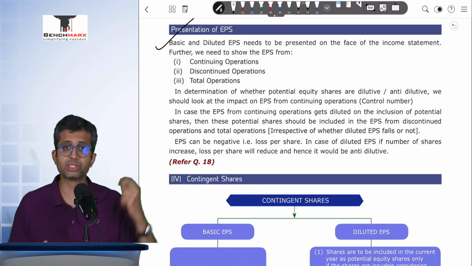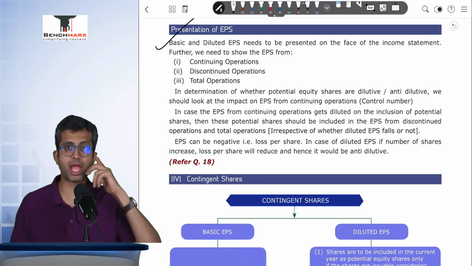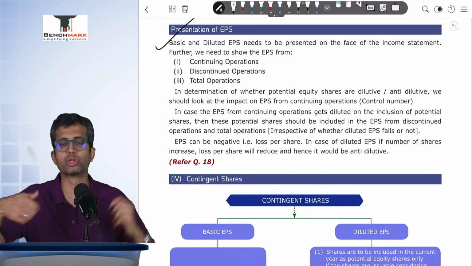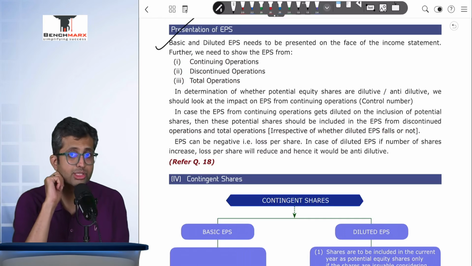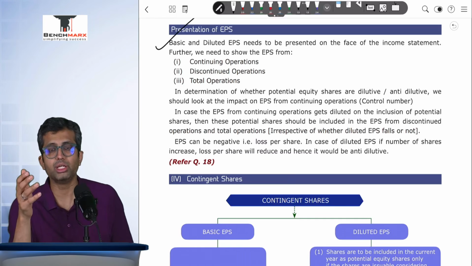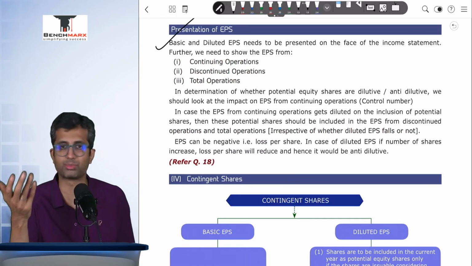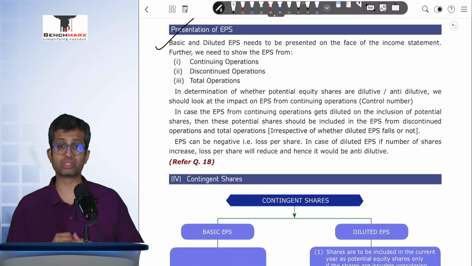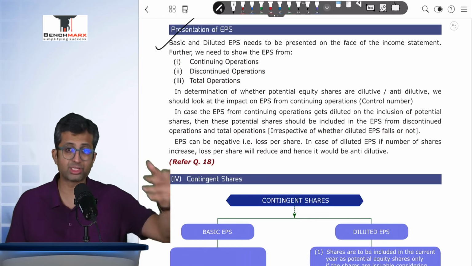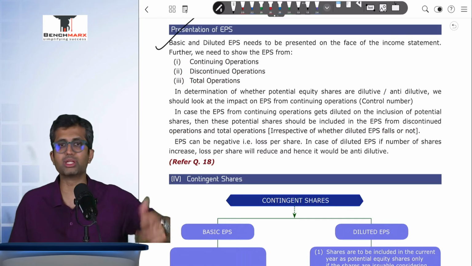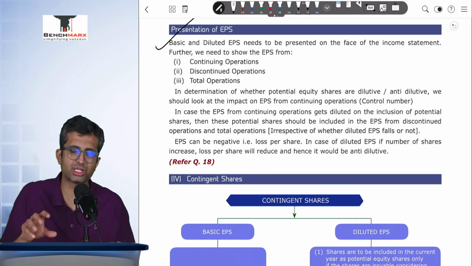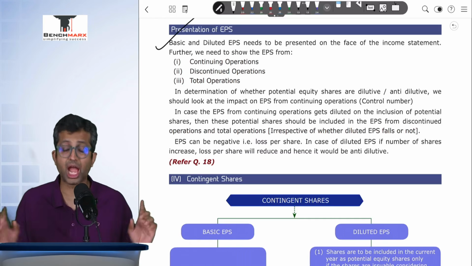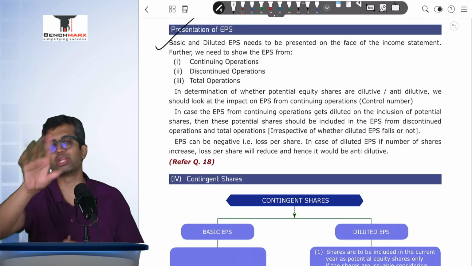The problem arises if there are 3 EPS numbers and the inclusion of this potential equity share reduces the EPS from continuing operations, but it reduces the loss per share of discontinued or total operations. So it might be that for continuing something is dilutive, for discontinuing it is anti-dilutive. So can I say that I will take these potential shares at some places, not take them in some places? No. I'll have to either take them for all of them or not take them for any of them.